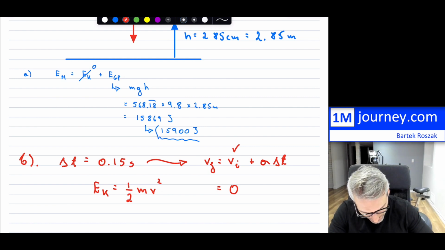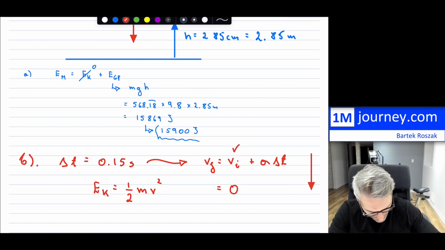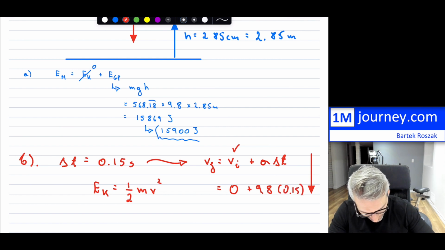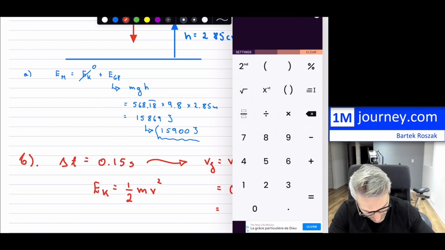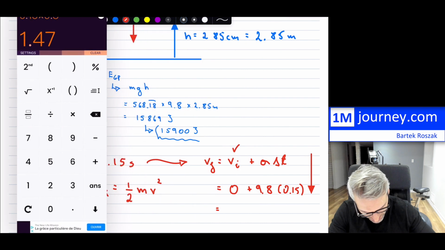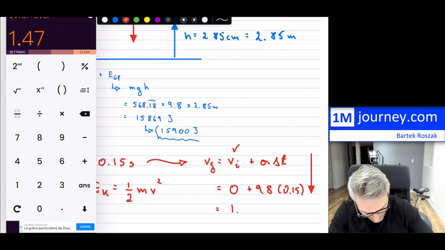Now, the acceleration. I'm going to assume, of course, that this is downwards, with respect to down. So the acceleration is 9.8 because that's just gravity, and the time would be 0.15. So that would have been my speed: 0.15 times 9.8. And there's my speed. It would have been 1.47 meters per second in here.